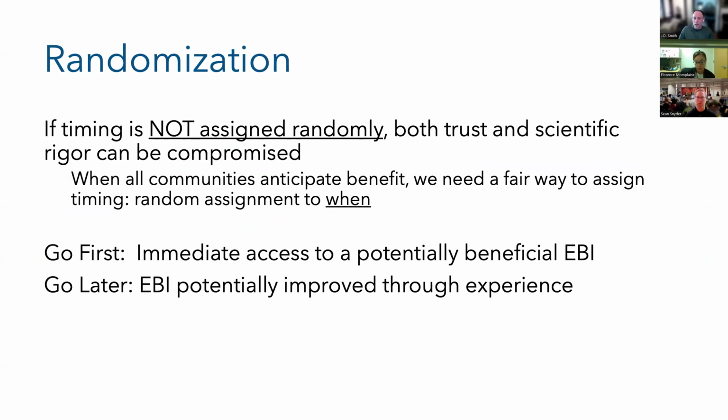So as I mentioned already, you would like to have randomization to the sequence. That is clearly going to be the most rigorous way to do this. If you're not able to assign the timing randomly, potentially both trust and the scientific rigor can be compromised. When all communities anticipate benefit, we need a fair way to assign them. And so randomization to when is the way that it's done in a stepped wedge.